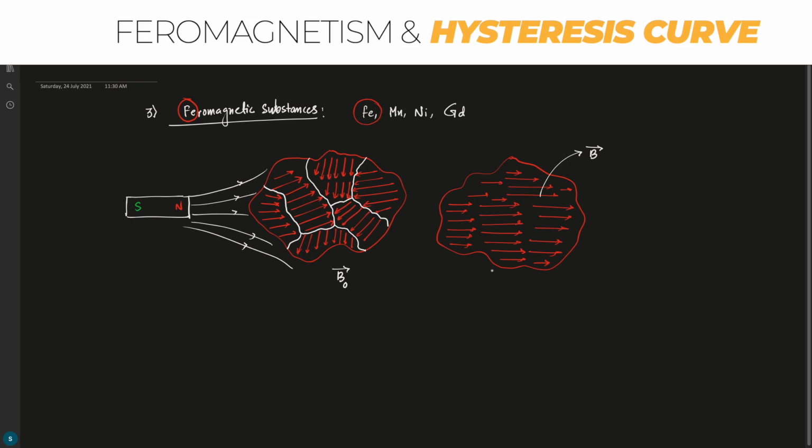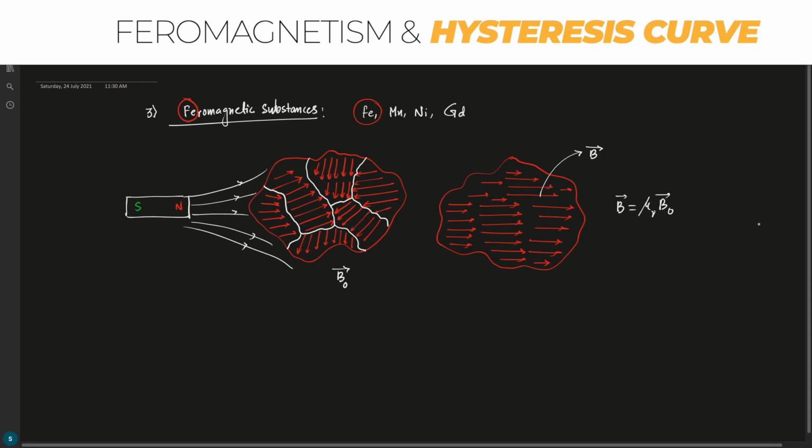So now there is an equation which basically bridges B and B naught, and this equation is given in this way: B equals mu r times B naught, where B naught is the external magnetic field and mu r is the ratio, which is different for different ferromagnetic substances, right? It depends on the intensity of the external magnetic field which you are applying to get the desired magnetic field inside the ferromagnetic substance, right? So this is the equation, a very basic equation.